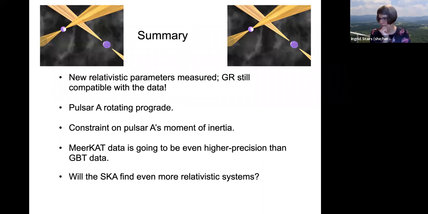The data are going to be even higher precision there. And that's something to look out for in the next couple of years. It's going to be much improved even over this, I think. And then in the long term, Canada's still a partner in the Square Kilometre Array coming up. By its nature, it's distributed, so it's going to give really good VLBI results and pin down the distance even better. And it's also going to search for new systems. So maybe we're going to find something even more relativistic and providing even better tests of GR.